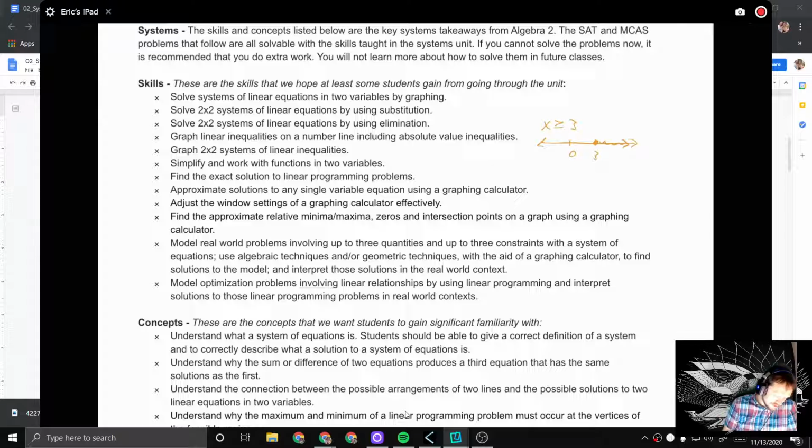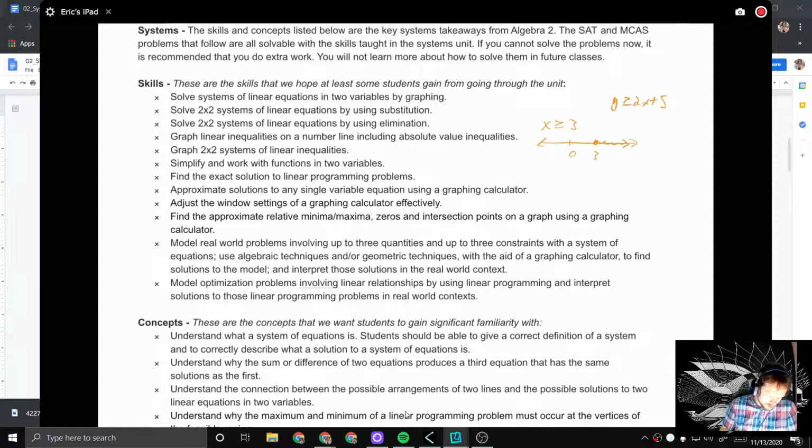Graph 2x2 systems of linear inequalities. Here we can take two inequalities, y less than or equal to 2x plus 5, and other inequalities, and graph them on a coordinate plane, and recognize the solution to the system of inequalities as the points which are shaded and which satisfy both of the inequalities.